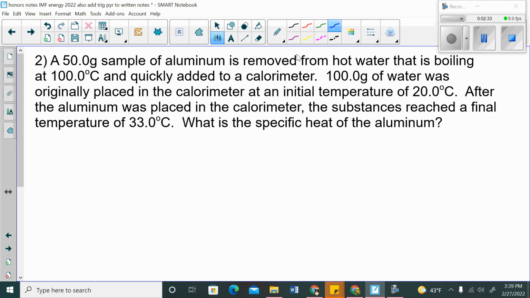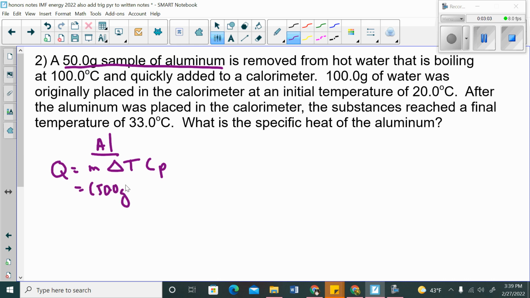All right, now this next example is directly referencing a lab that you will complete. So what I'm going to do is break this down by substance. There are actually 2 substances mentioned here, because it's how you calculate what we're looking for in a particular lab. It starts with a 50-gram sample of aluminum, so aluminum will be purple. I'm just going to fill in the parts of the heat equation that we have. So it's a 50-gram sample, removed from hot water that is boiling at 100 degrees Celsius.